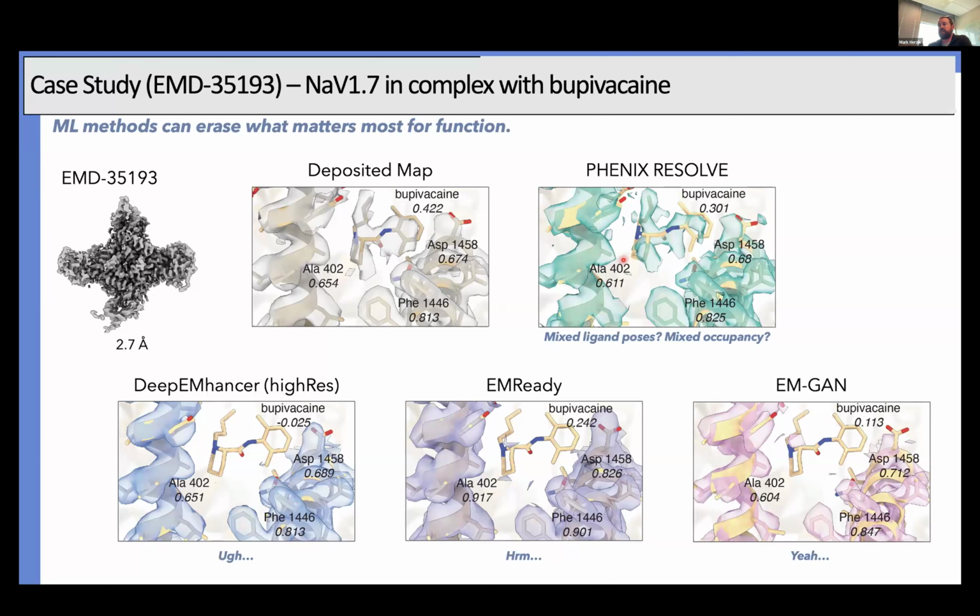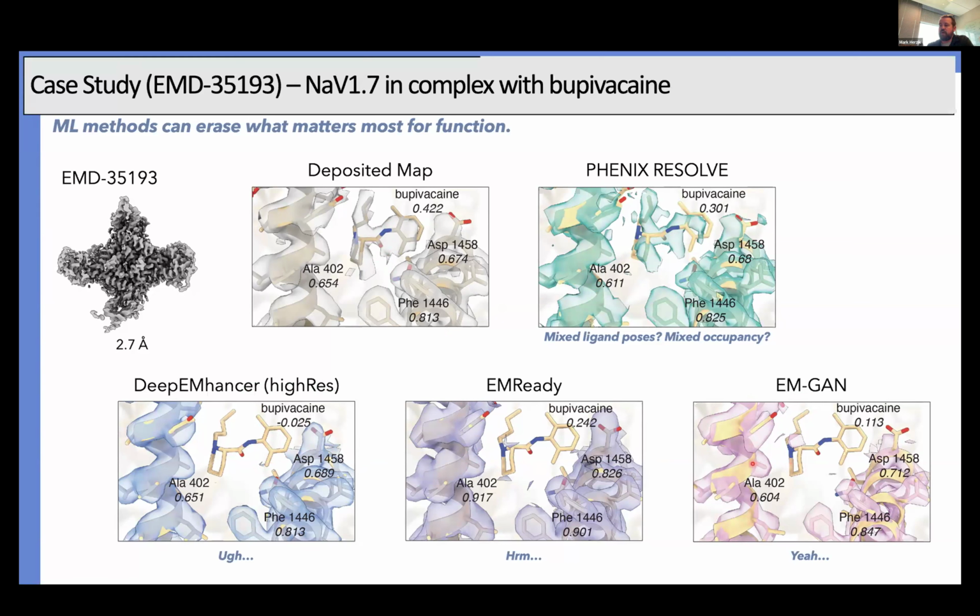Now, things get really wonky in the machine learning algorithms, where in DP Enhancer, EM Ready, and EM GAN, all three almost completely scrub the maps of this bupivacaine density. And so the concern here is, is this a result of training bias? Is this a result of weak EM density in the raw half maps? Or is there something else going on here that needs to be further investigated?